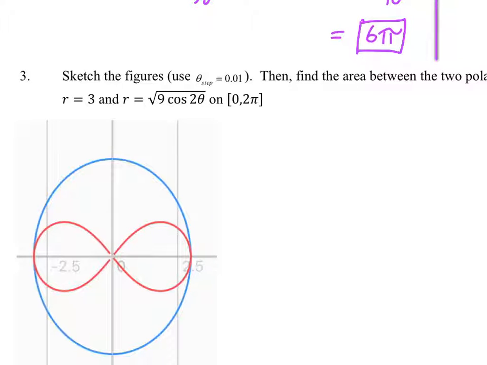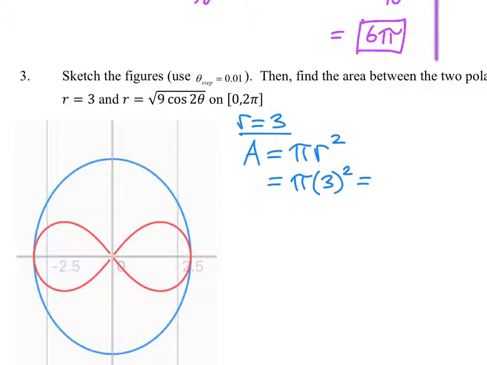I'm going to look at, and let me put my toolbar over here, r equals 3, the area pi r squared. So pi times the value of 3 squared, so 9 pi. All right, so that's that. Then I need r equals the other stuff, 9 cosine 2 theta on the interval of 0 to 2 pi.